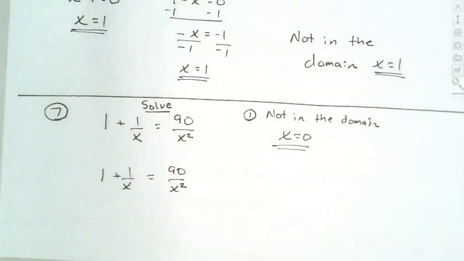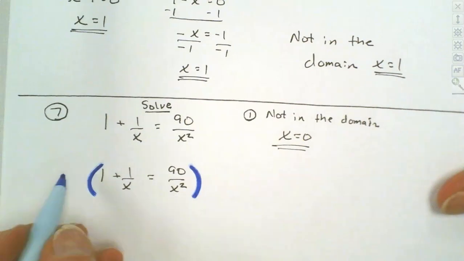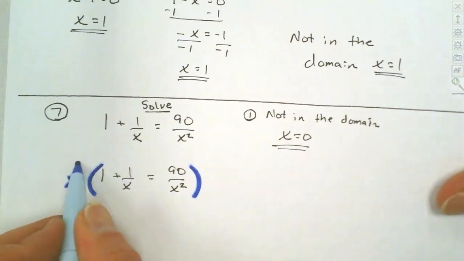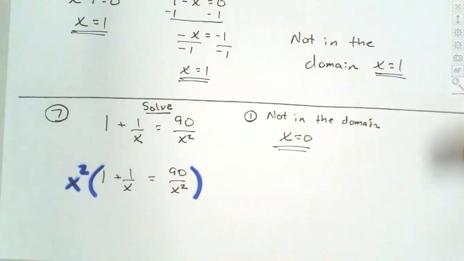We need to clear them out, and we look at the fractions all together. Our biggest denominator, our largest denominator, is an x squared. So to clear out our fractions, I'm going to multiply everything by an x squared. And that's going to remove all of our fractions. And then it's going to be in a different order. We're going to have to set it to 0 and put it in the correct order and factor it.